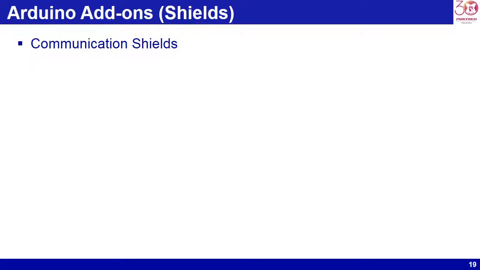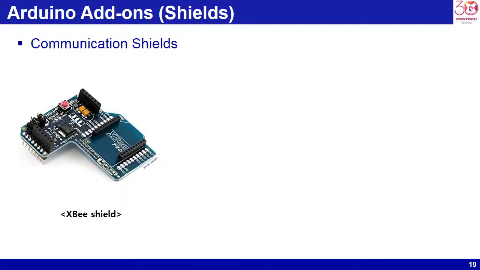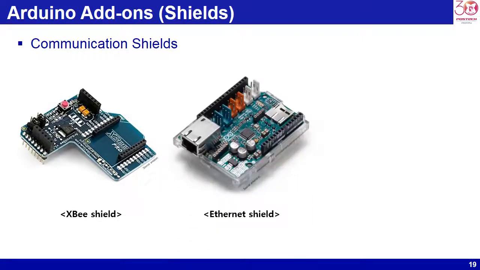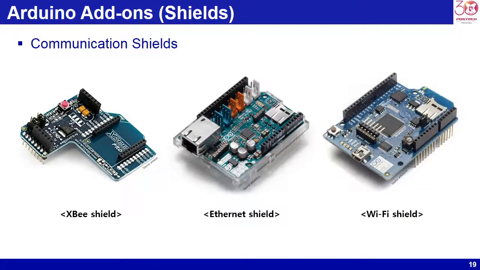Communication shields are used to provide communication capability between the Arduino board and external entities, such as aggregators or gateways. Zigbee shield allows the Arduino board to communicate wirelessly using the Zigbee protocol. Ethernet shield allows wired communication using Ethernet. Wi-Fi shield enables wireless communications with Wi-Fi base stations and devices.